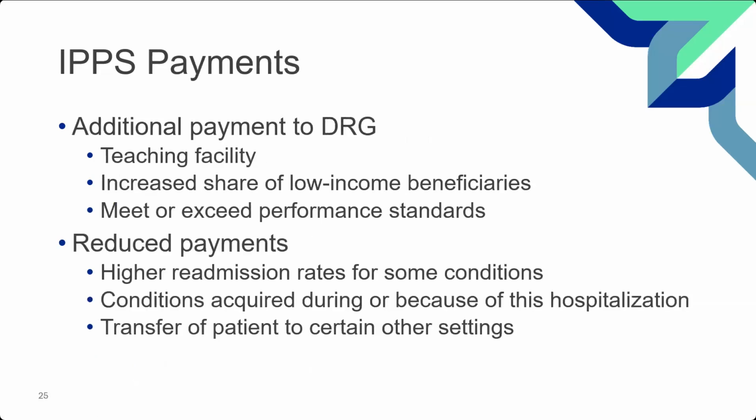Additional payments: teaching facilities will receive an additional payment. You can also receive an additional payment if you have a share of low income beneficiaries. So there's a certain percentage of low income beneficiaries. This can give you an additional payment, and there are certain quality standards that you have to meet or exceed. If you don't, you can actually lose money or bring money up. It just depends. So you have to meet or exceed certain performance standards. So these do affect your DRG payments.